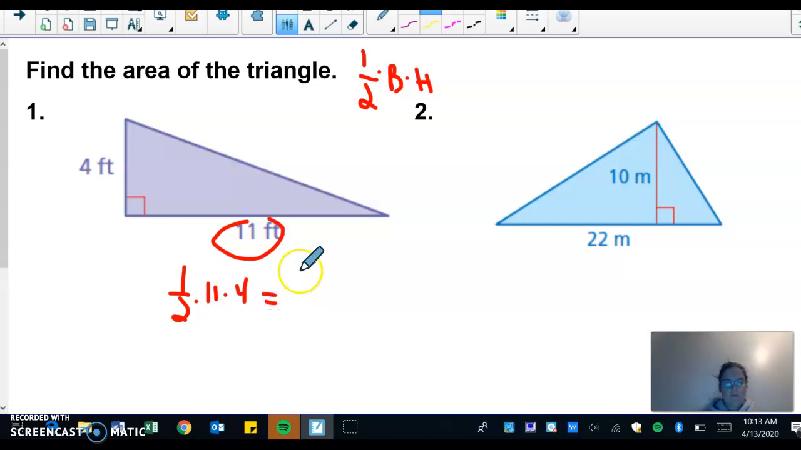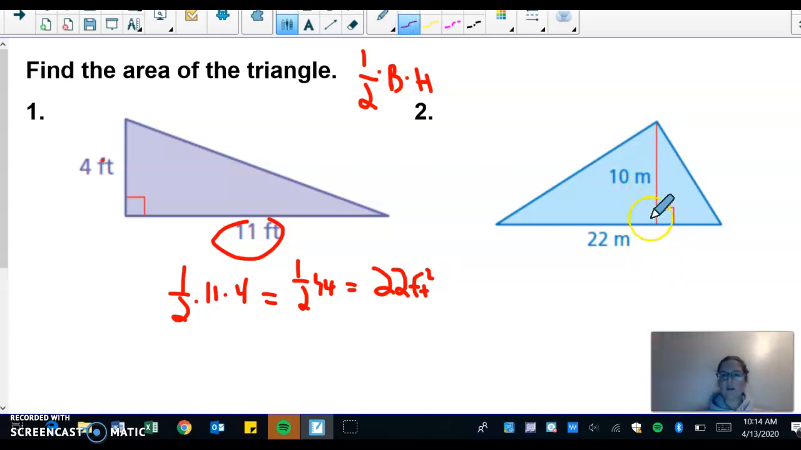Which is 1/2 of 44, which is 22. Again, the units, they're feet. Feet right there, so it's feet squared. So that's 22 feet squared.